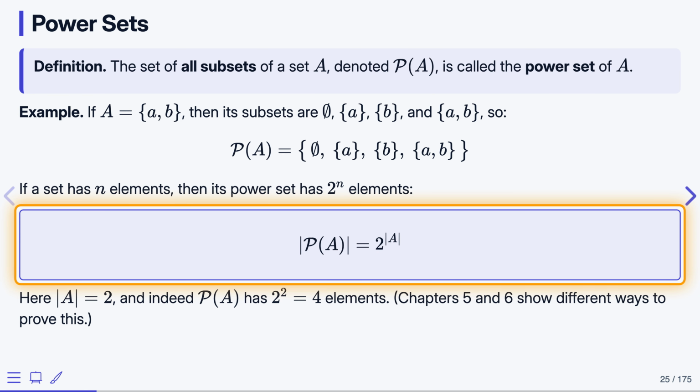Now a lovely rule. If a set has n elements, its power set has 2 to the power n elements. Our set A had 2 elements, so its power set has 2 to the power 2, which is 4. That matches exactly. We prove this counting rule in chapters 5 and 6.